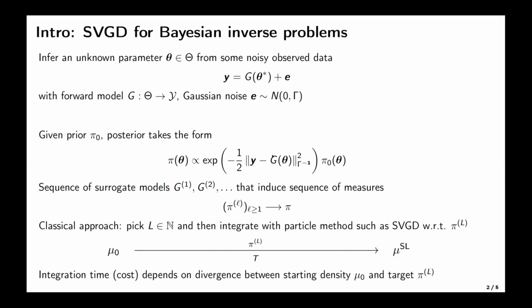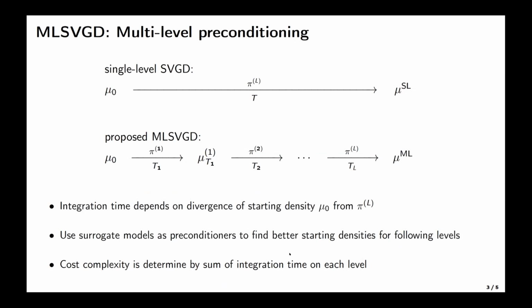So for example, G typically requires solving the exact solution to some PDE, which can only be approximated by numerical methods. However, oftentimes there's a sequence of surrogate models, G_L, that approximates the forward model G, so that if G requires the exact solution of a PDE, then G_L would require only the approximate solution using finer and finer discretizations. And the classical approach to inference in this case is to choose some high fidelity approximation G_L, and then sample with respect to pi_L by integrating with some particle method, which in this case we consider Stein variational gradient descent.